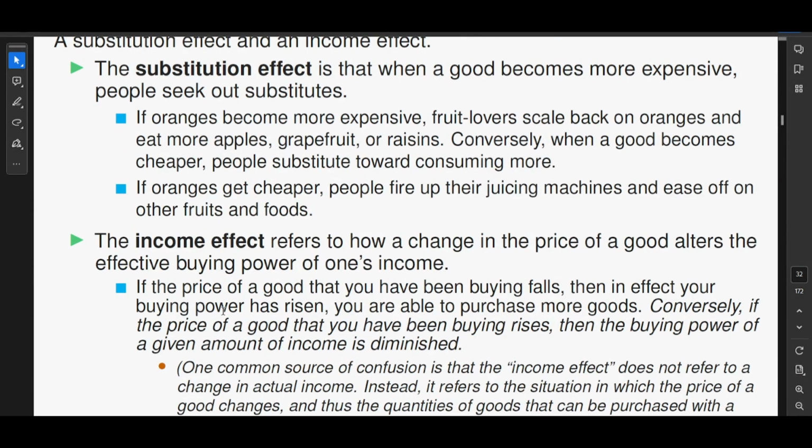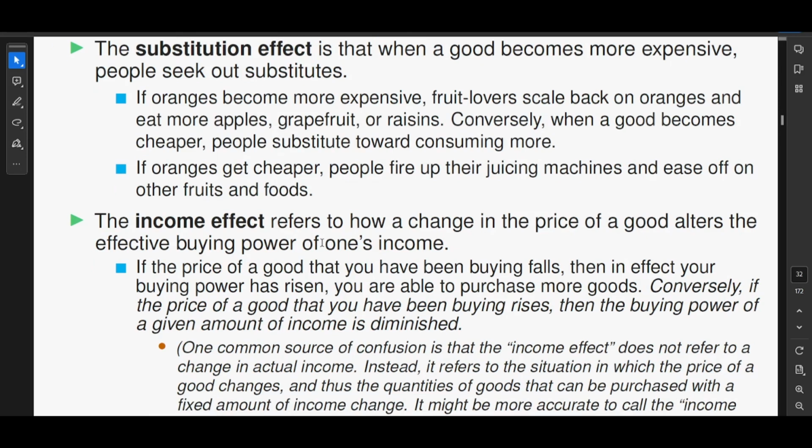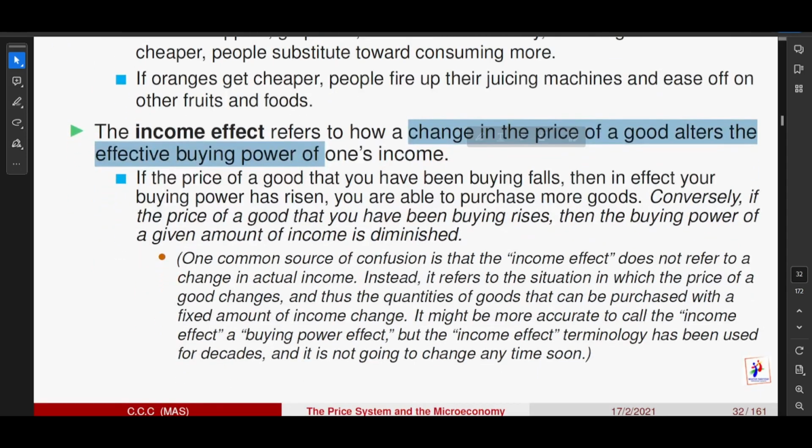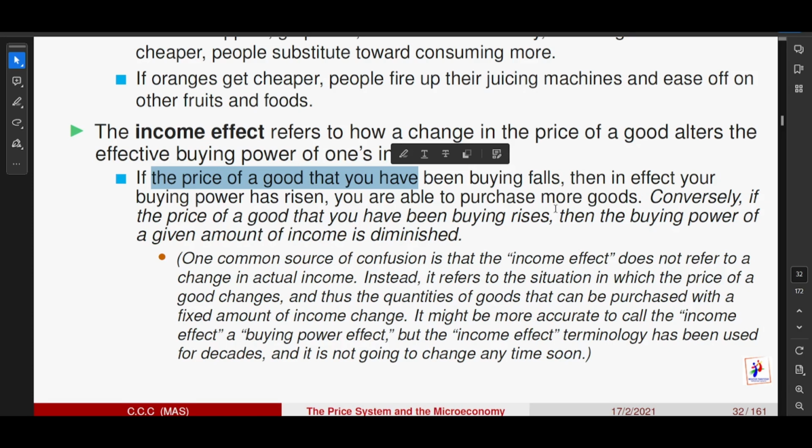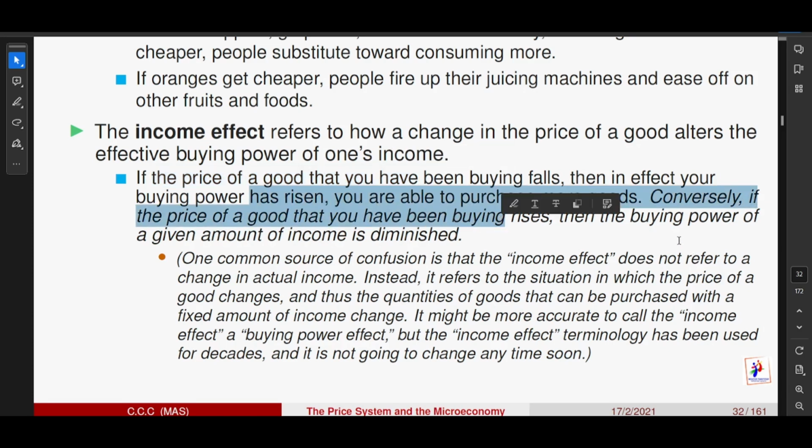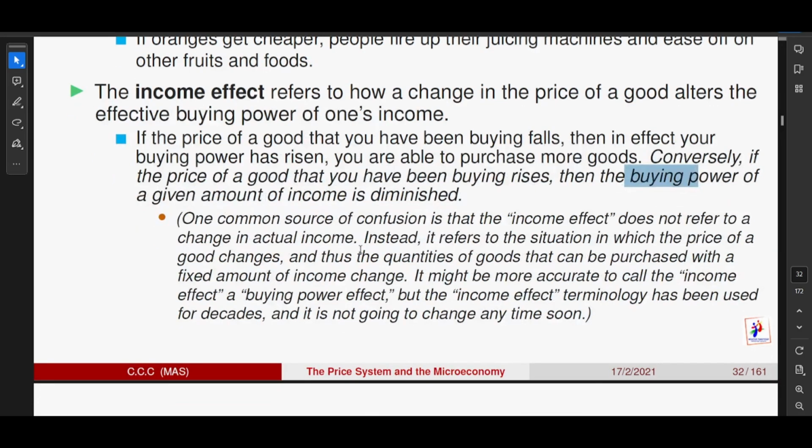The income effect refers to how a change in price of a good alters the effective buying power of one's income. If the price of a good falls, basically you have more money, so you buy more of that product, right? So the buying power, or what we call the purchasing power, has diminished if the price increases, right? One common source of confusion is the income effect does not refer to a change in actual income.